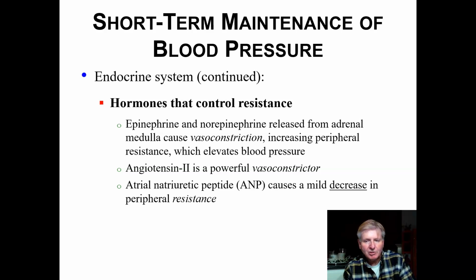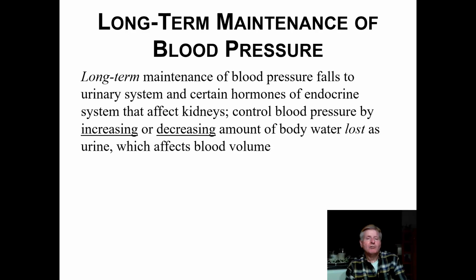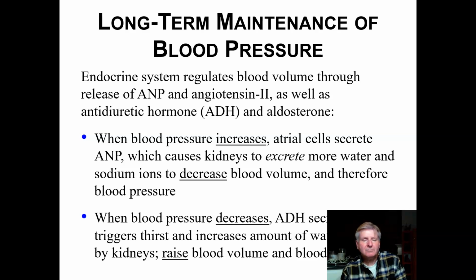Your long-term maintenance of blood pressure mainly falls to your urinary system and certain hormones of your endocrine system that affect the kidneys. They basically control blood pressure by either increasing or decreasing the amount of body water lost as urine, which then affects blood volume. The endocrine system regulates your blood volume mainly through the release of ANP and angiotensin II, as well as ADH and aldosterone. So when your blood pressure increases, the atrial cells in the right atrium secrete ANP. That causes the kidneys to excrete more water and sodium, and that will decrease blood volume and therefore your blood pressure.